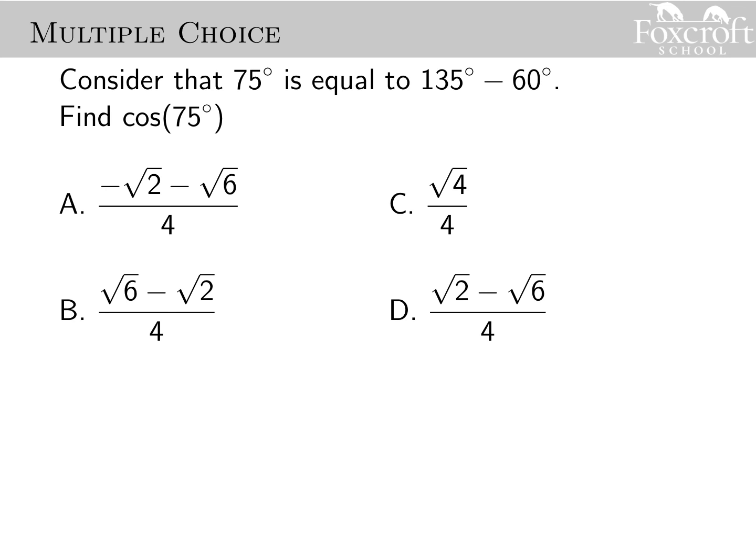So for your last one, if you know that 75 degrees is 135 minus 60, find cosine of 75. So you know these are your two angles you're using. Use that formula for cosine with a subtraction sign in the middle, and then figure out which one of these values is correct.